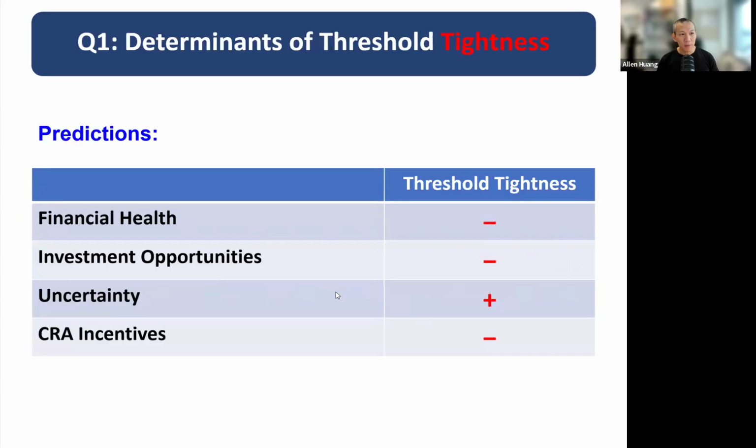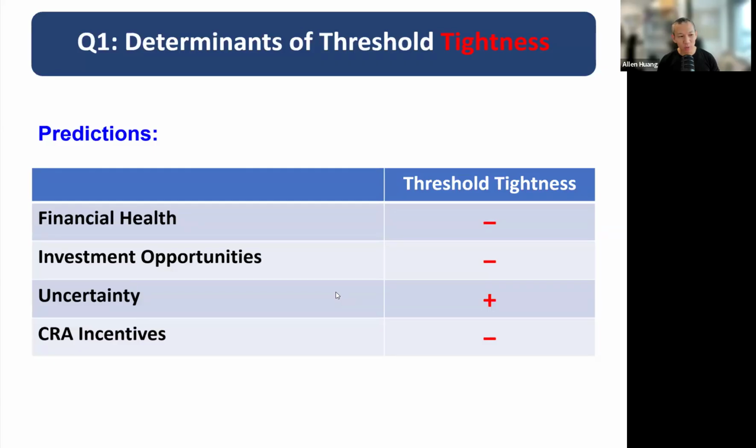Now, next we look at some firm characteristics and see whether they predict the ratio threshold tightness. So we have a few predictions here. The first one is based on financial health. We predict that for the ones with better financial health, because credit rating agencies should believe that these are the more creditworthy firms, they do not need as much monitoring, so we should put them on a looser list. So they shouldn't need to have tighter thresholds.